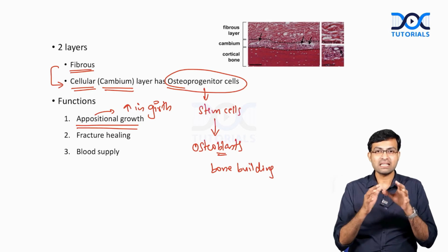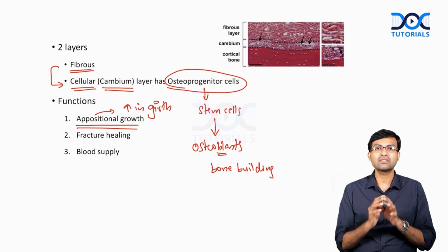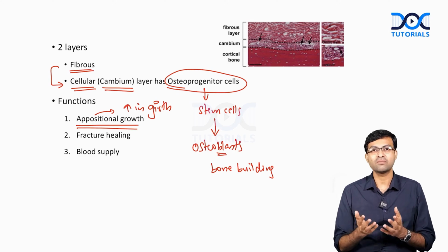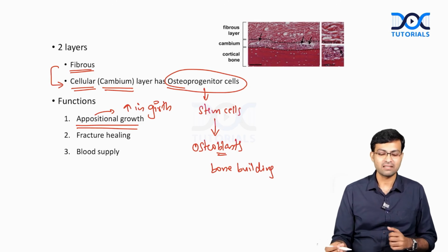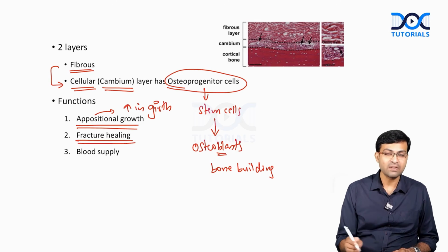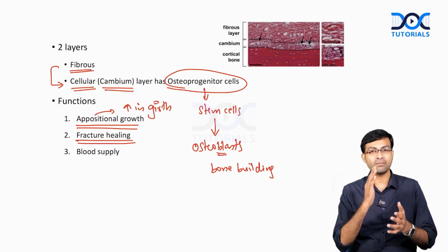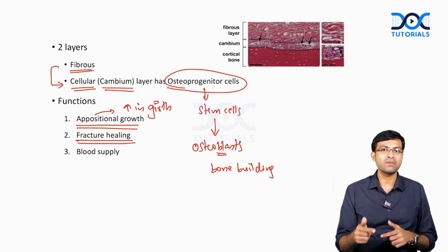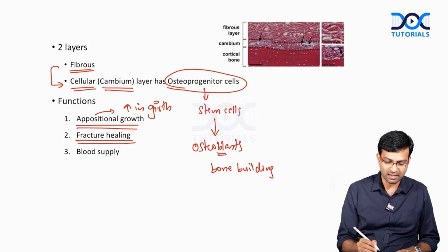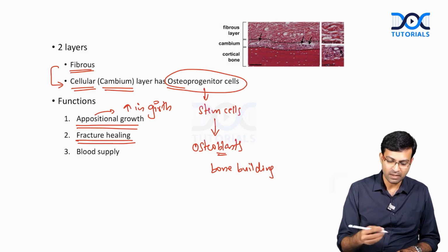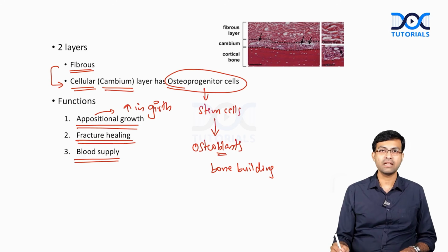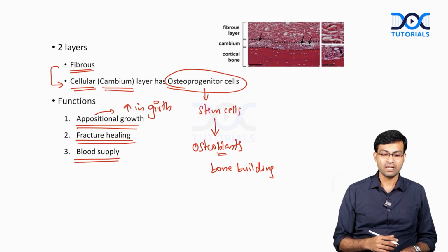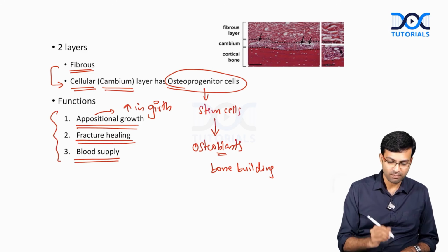Appositional growth is increase in width or girth of the bone. This is contributed by your periosteum through the osteoprogenitor cells. Then in fracture healing, whenever there is a fracture, the periosteum gets stimulated and the osteoprogenitor cells in the periosteum will differentiate to form osteoblasts, and this will cause fracture union, and this will also help in some amount of blood supply to the bone. Okay, so this is the function of periosteum.